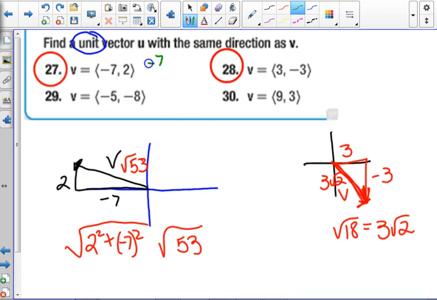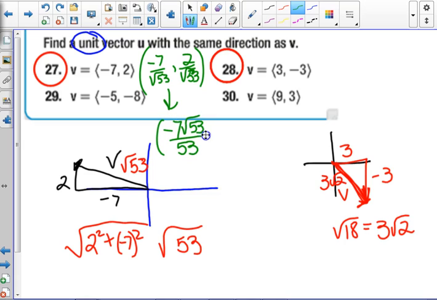Okay, so we're going to have negative 7 over square root of 53, comma 2 over square root of 53, which Hofbauer is going to mark wrong, right? Because she's really mean and she's going to make you write what? Square root of 53 over 53. And I'm not going to make you write anything because it's probably multiple choice. But that would be the other correct choice. Okay, so can you finish 28?